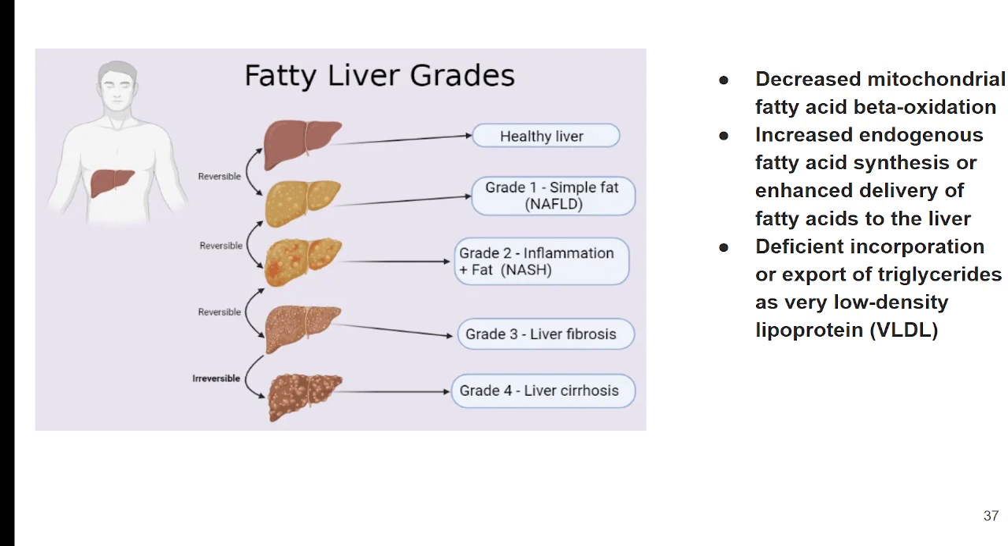Grade 2 is when there are fatty liver changes plus inflammation, and this can be made out in ultrasonography. It's also called, or could be, non-alcoholic steatohepatitis. NASH is non-alcoholic steatohepatitis. It could also be alcoholic or non-alcoholic. It's claimed that till these stages they are reversible. Grade 3 is liver fibrosis, and grade 4 is cirrhosis.